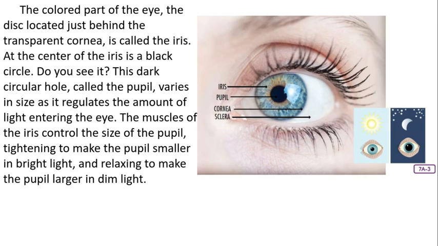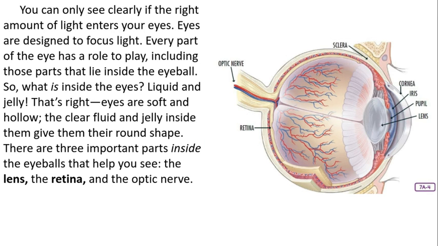All right, look at this diagram we have here. You can only see clearly if the right amount of light enters your eyes. Eyes are designed to focus light. Every part of the eye has a role to play, including those parts that lie inside the eyeball. So what is inside the eyes? Liquid and jelly. That's right, eyes are soft and hollow. The clear fluid and jelly inside them give them their round shape.